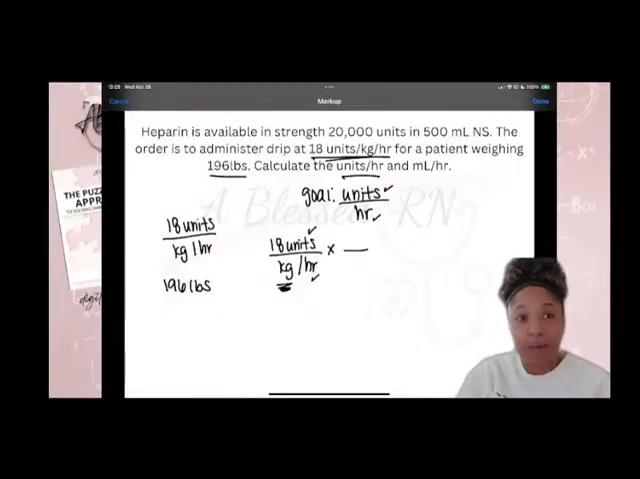My patient's weight is in pounds because I'm in the US, right? So that's what we usually use, pounds. So we have to do our pound to kilogram conversion. Does anybody know how many pounds are in 1 kilogram?